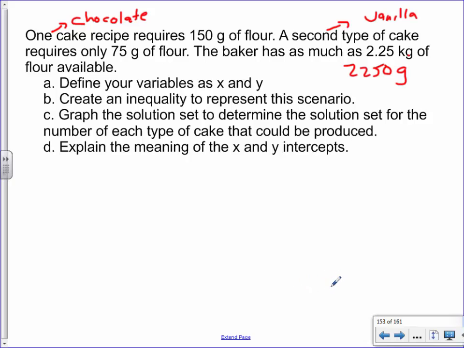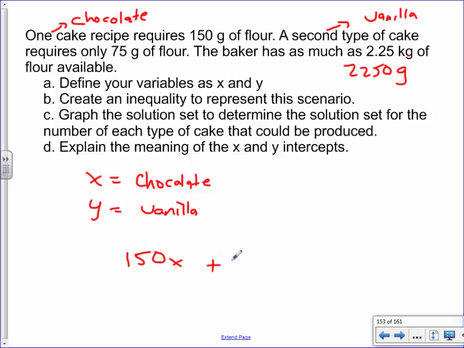So here's my first question. Let's try to define some variables in terms of x's and y's. Well, I might suggest that x could be how many chocolate cakes you make. And y could be how many vanillas you make. Because now I'm going to write an inequality. And I think I maybe should just write the first inequality for you guys. It's going to look like this. 150 x's plus 75 y's has to be less than or equal to 2250.